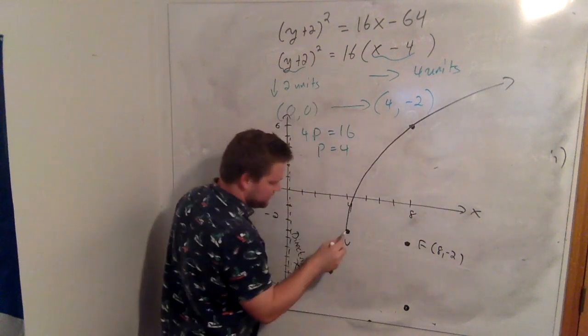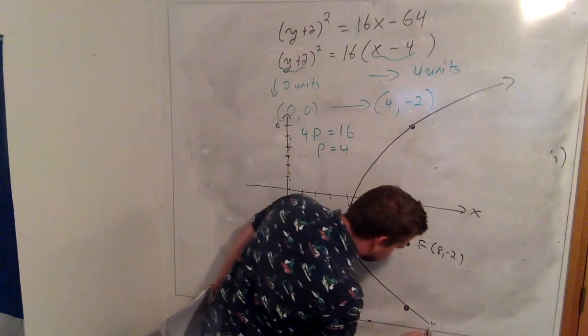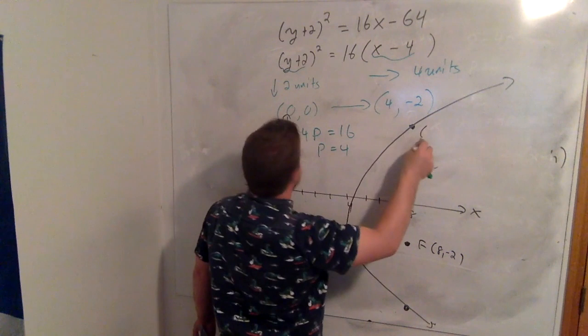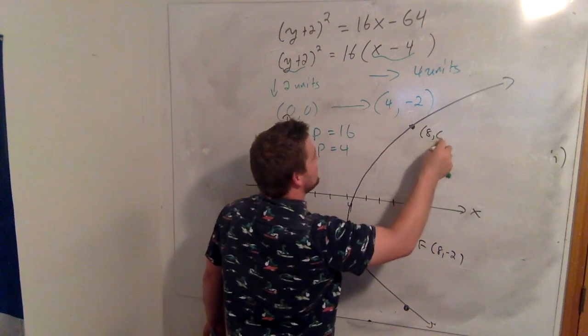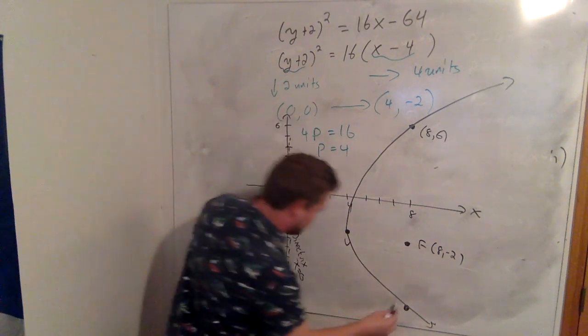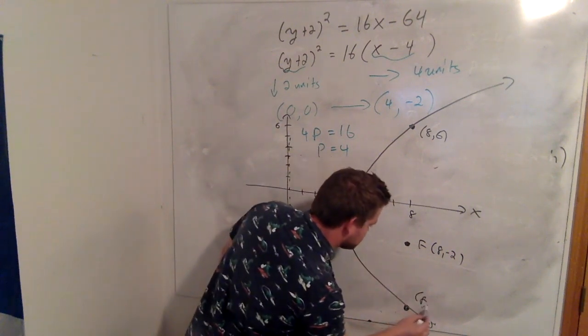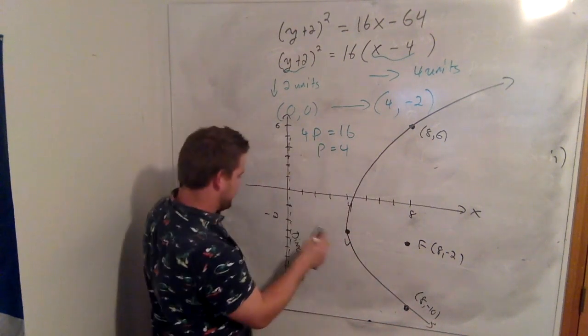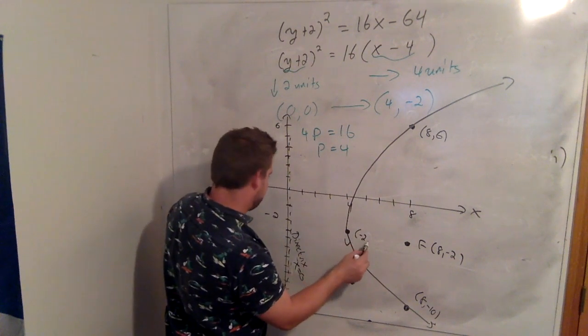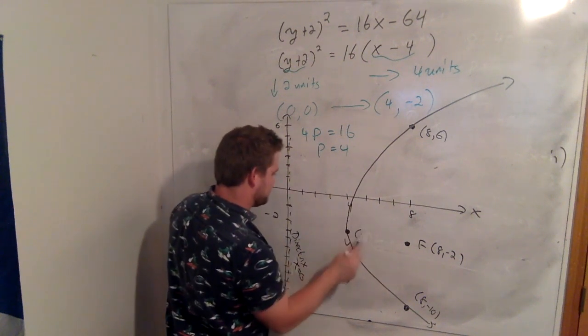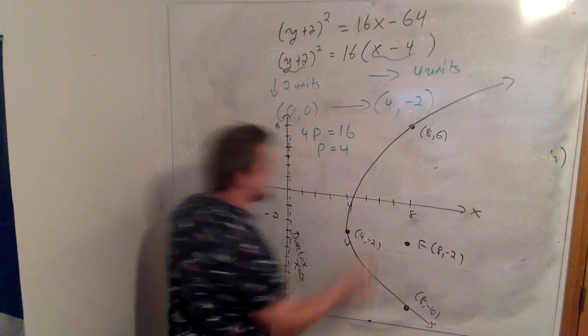So here's our parabola. Let's label these points here. This will have points 8, 6, and this will have 8, -10. And our vertex is at 4, -2. And there we have it.